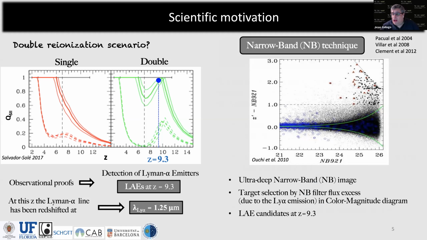Using a narrow band filter, you obtain an ultra deep image, and then for the target selection, the Lyman alpha emitters are selected because the candidate shows a flux excess in the narrow band filter. This flux excess is due to the presence of the Lyman alpha emission. And it's very easy to identify if the signal is good enough, and you plot all the objects present in the field of view in one of these color magnitude diagrams that we can see, for example, on the right of this slide.